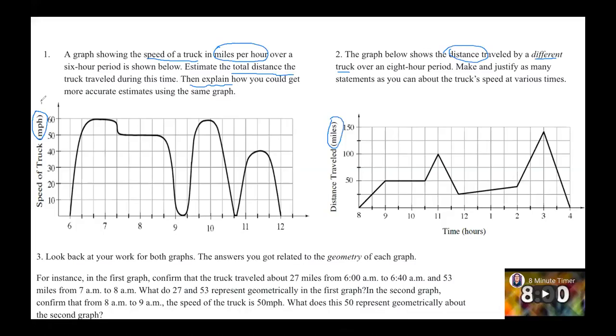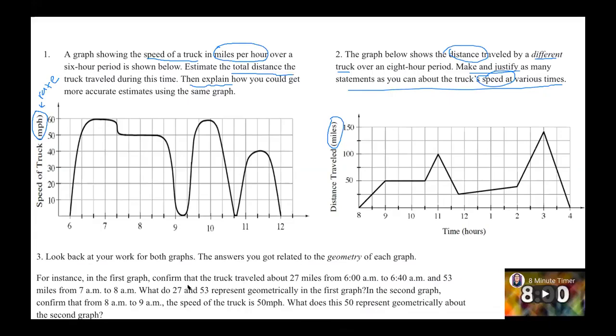Like this one. This one's a rate. It says make and justify as many statements as you can. So as a group, you'll be making as many statements as you can about the truck's speed at various times.